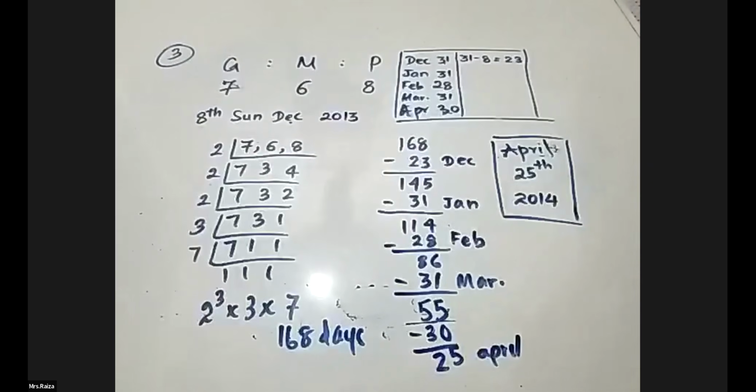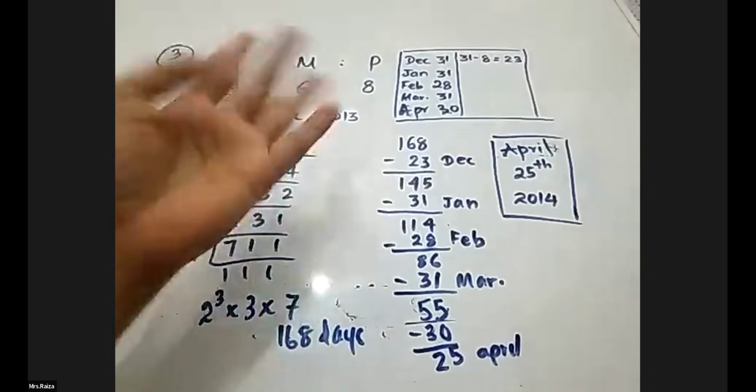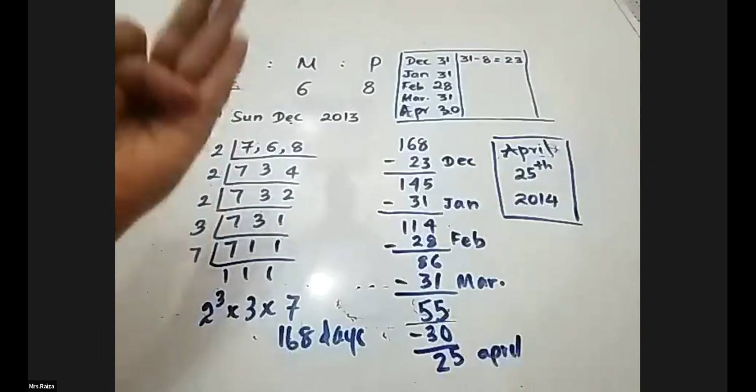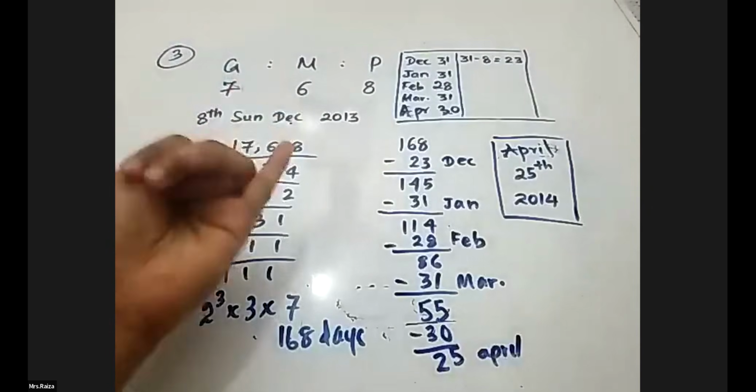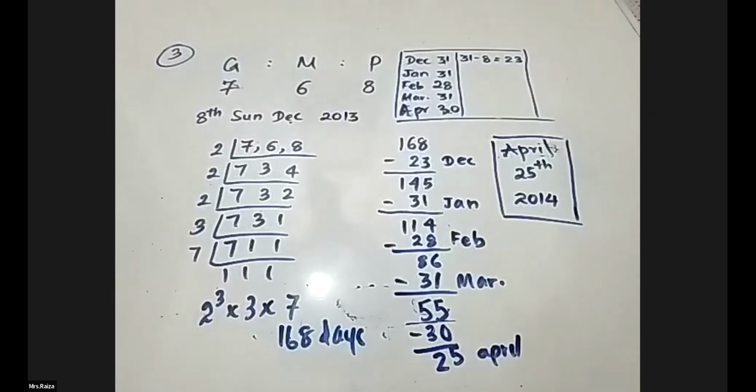What did we do here? 168 days came for LCM, right? Those 168 days, you have to count forward. You have to count forward: 9th December, 10th December, like that, 9, 10, 11, 12, 13. If you have to count up to 168 days, what is the date coming? That's all you have to do. That's how you get the date after another 168 days.